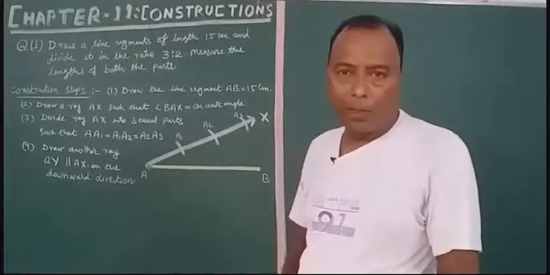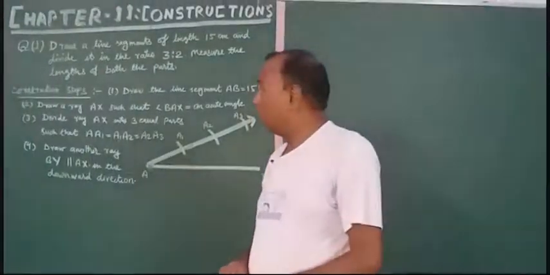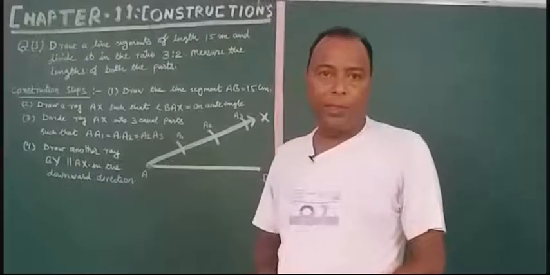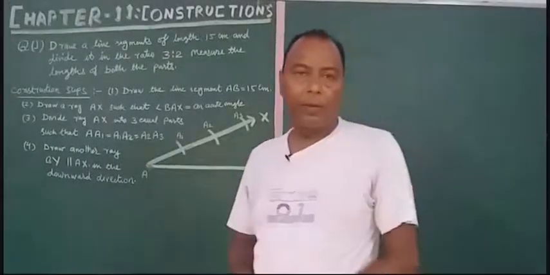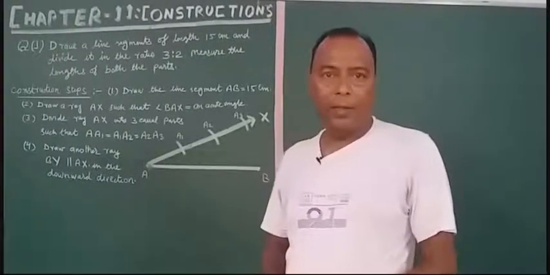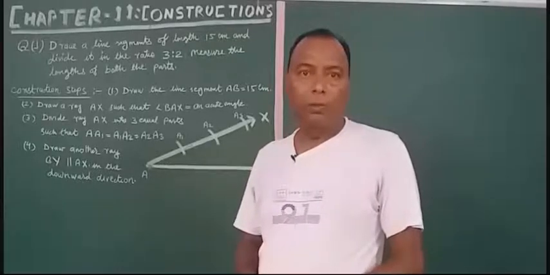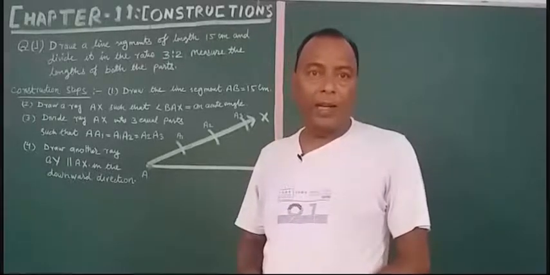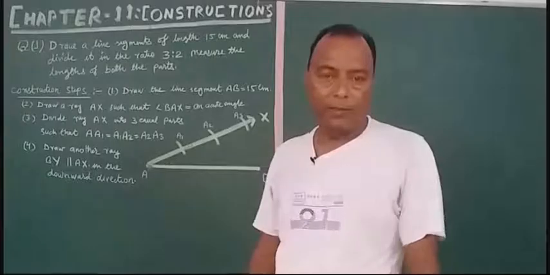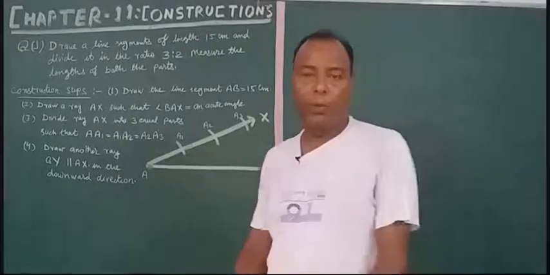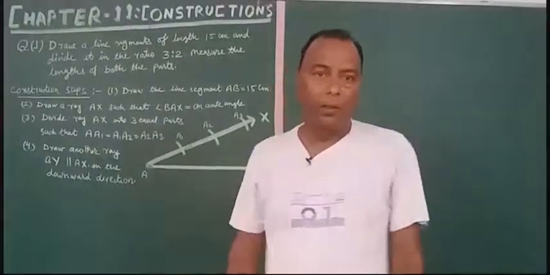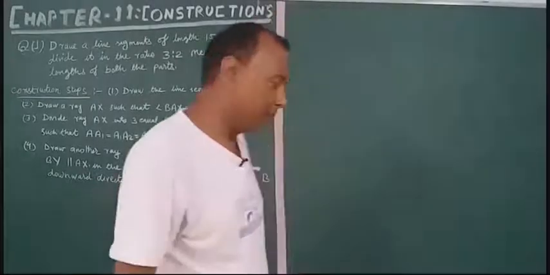This is question number 1. Draw a line segment of length 15 centimeter and divide it in the ratio 3:2 and measure the length of both the parts. So how will we start this?